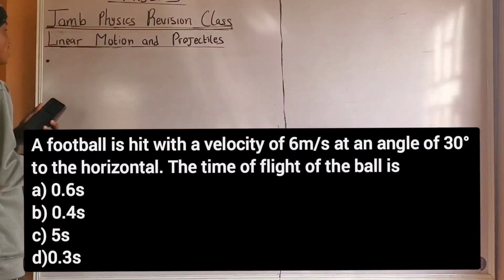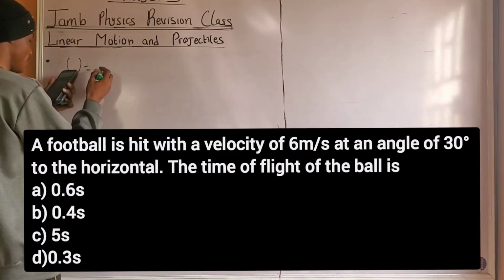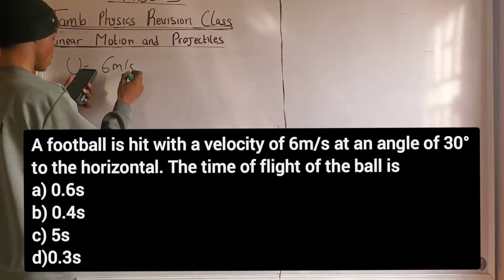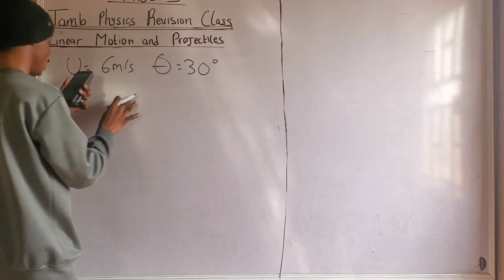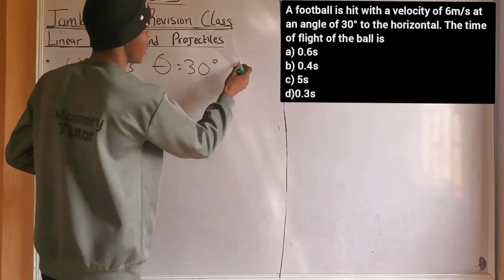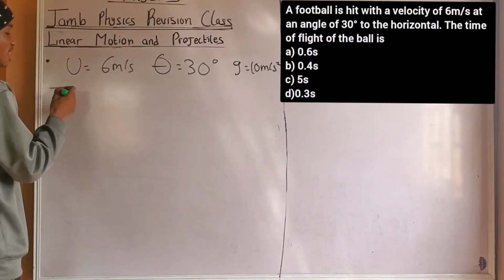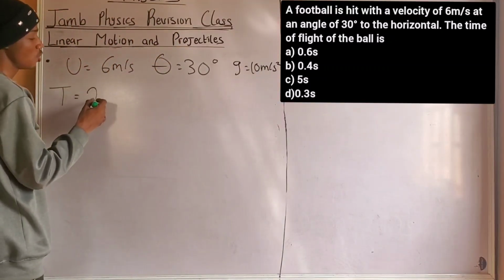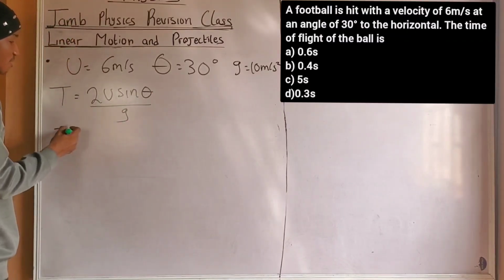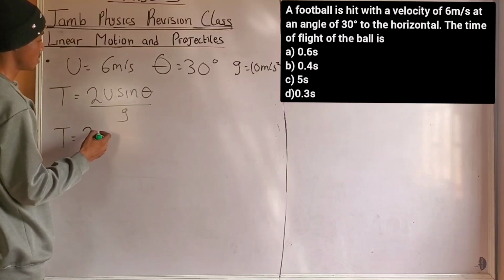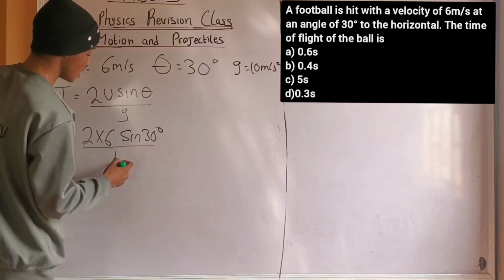Okay, we are given that the velocity at which the ball was hit is 6 meters per second and theta equals 30 degrees. We are asked to calculate the time of flight. Now, the value of g will be 10 meters per second squared, okay? And from projectiles, time of flight equals 2u sine theta all over g. So the time of flight will be equal to 2 times 6 multiplied by sine 30 degrees, all over 10.